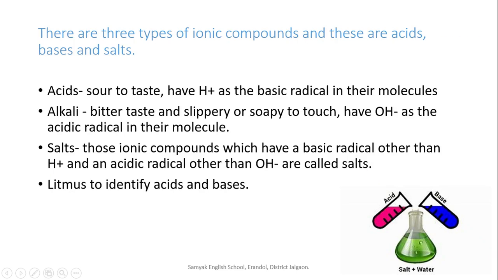Now, there are three types of ionic compounds, and these are acids, bases, and salts. Acids are sour to taste. They have hydrogen H plus as the basic radical in their molecules. Alkalis are bitter in taste and slippery or soapy to touch. They have hydroxyl OH minus as the acidic radical in their molecules. Salts are the ionic compounds which have a basic radical other than H plus and an acidic radical other than OH minus. These are called salts. Litmus is used to identify acids and bases.